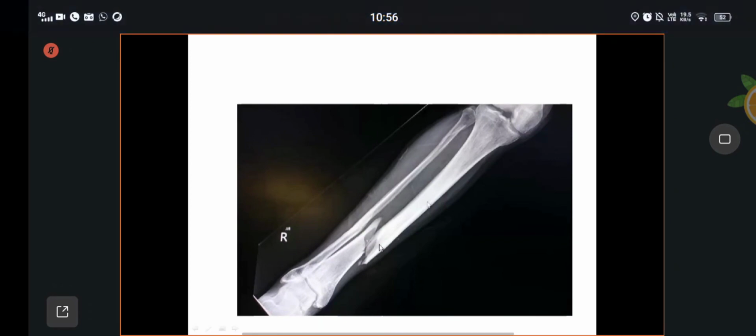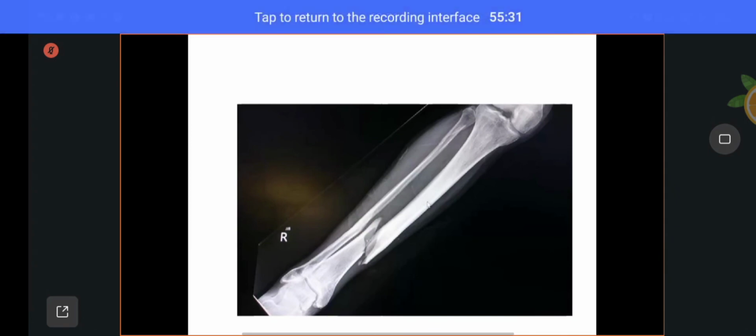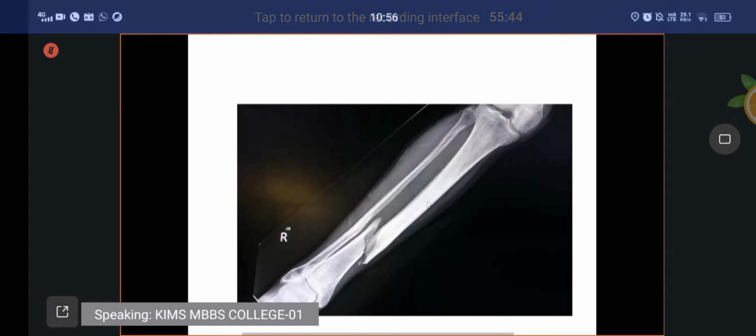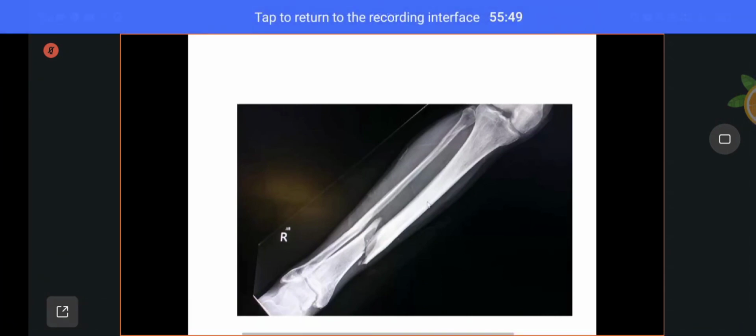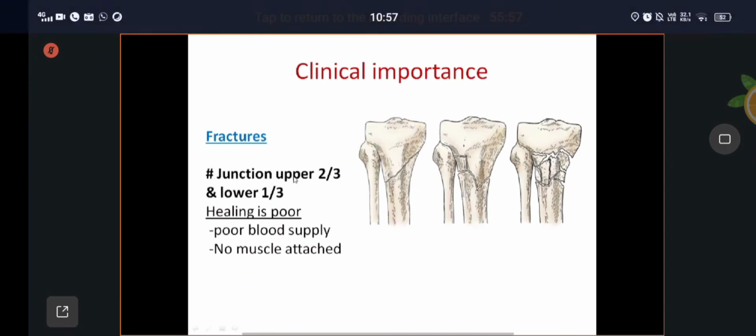Here you can see the discontinuity of the bone. This is called a fracture. One thing is fracture of the bone. The other thing is fracture associated with dislocation. Whenever the upper end or lower end is involved, it results in dislocation. One is fracture, another one is fracture dislocation. It may be the ankle joint or the elbow joint, knee joint. These are the two common problems with any bone, fractures or fracture dislocations.